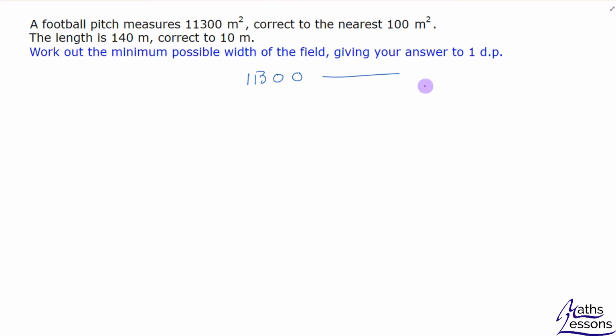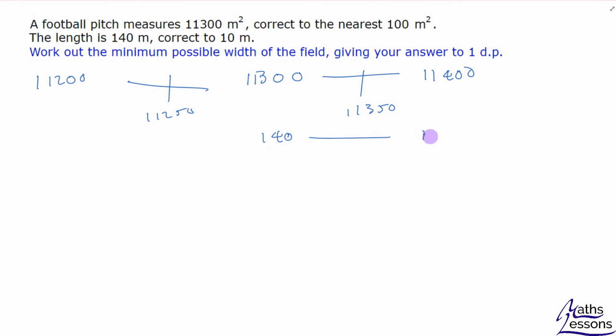So correct to the nearest 100, we're going to get 11400. Correct to the nearest 100, we're going to get 11200 going down. Our boundary value will be 11250. Our boundary value will be 11350. And you get marks just for working out your boundary values. So it's always a good idea to do this.